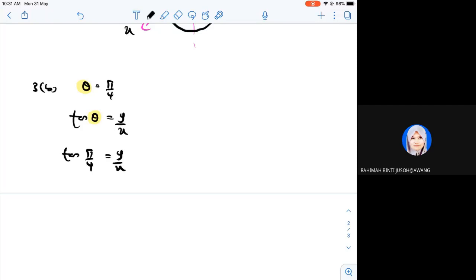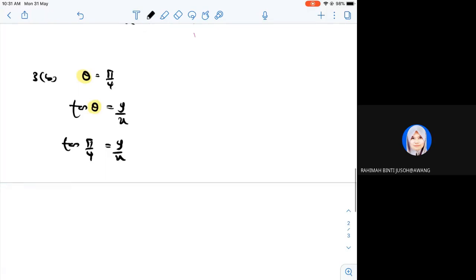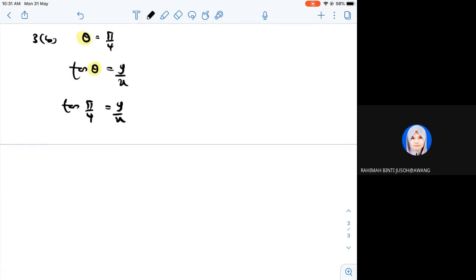If you use your calculator, try to find tangent pi over 4 or tangent 45 degrees. This is equivalent to what? I forgot chapter 1 already. Yes, 1. Okay, this is 1. So 1 equals y over x. Therefore, y equals x.